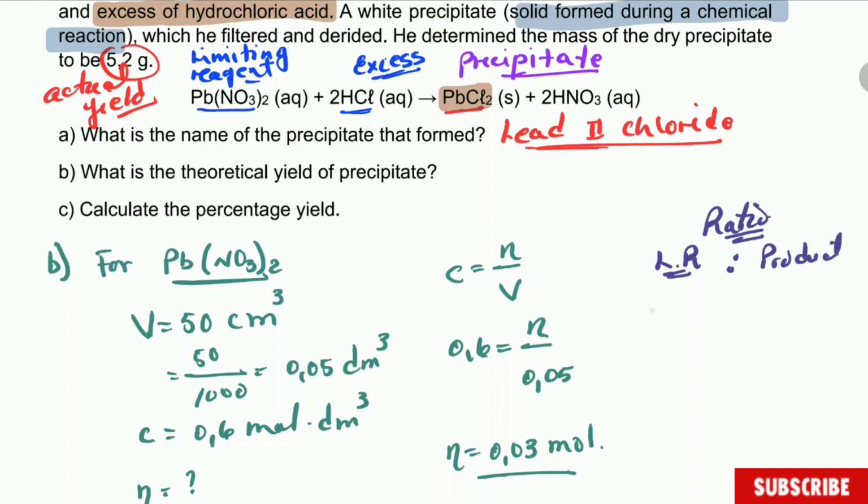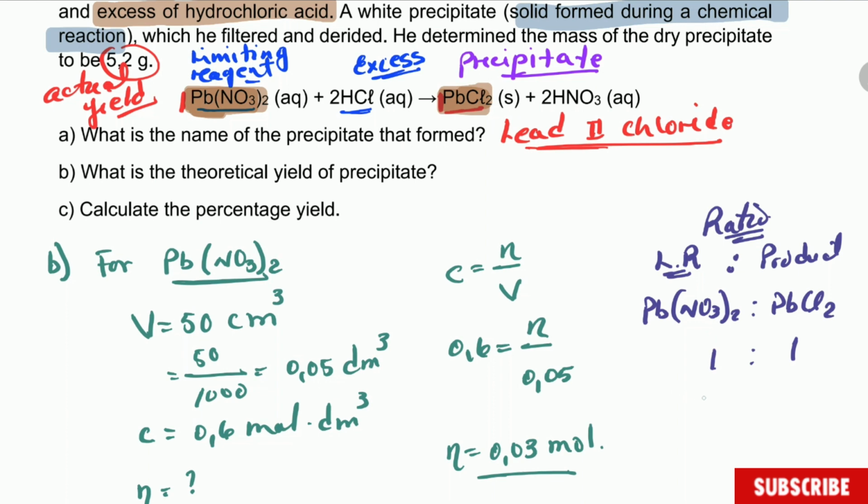Okay, so in this case it is PbNO3 ratio to PbCl2. This is the ratio we are looking for. And remember, the ratios are the numbers at the front. So if we go back to the chemical reaction, that is the ratio we're going to use, or the substances we're going to look for. You can see that the numbers at the front are 1 and 1. Therefore, the ratio is 1:1.